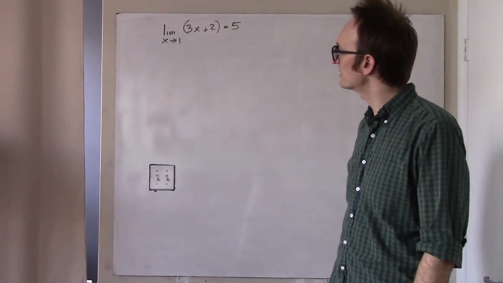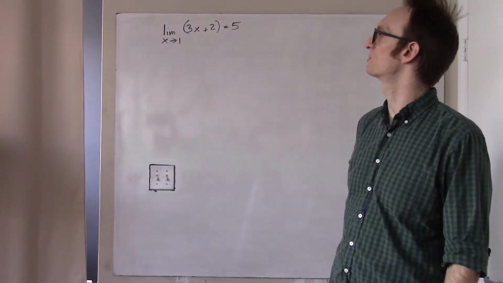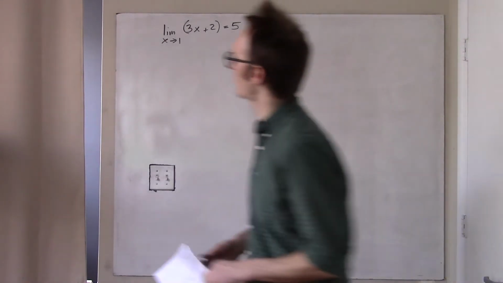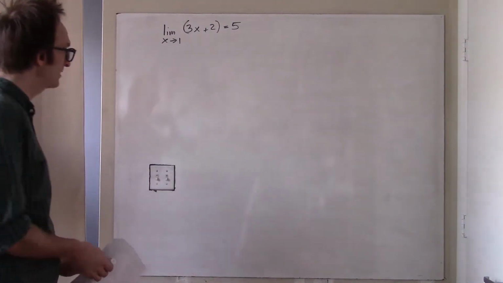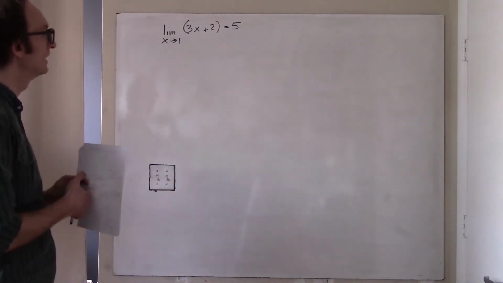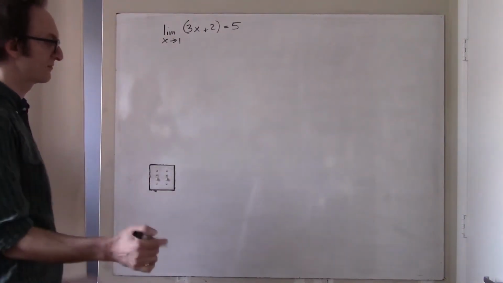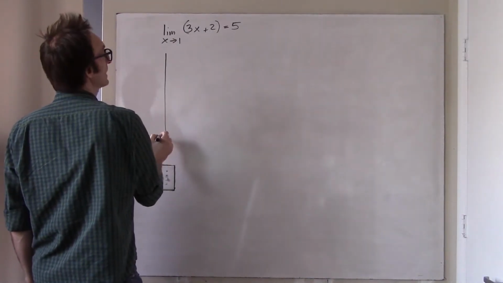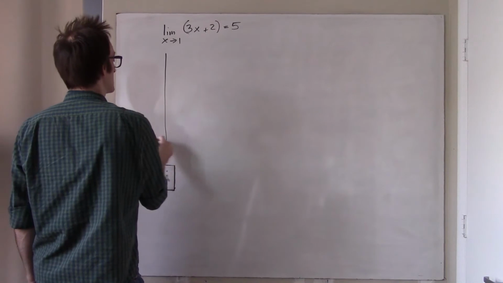Here we have a limit. The limit as x approaches 1 of 3x plus 2. And okay, of course this is just 5. And alright, it's because this is so easy, maybe you might even almost say boring, that it's a good place to start our investigation. And so we can do this. Let's go.